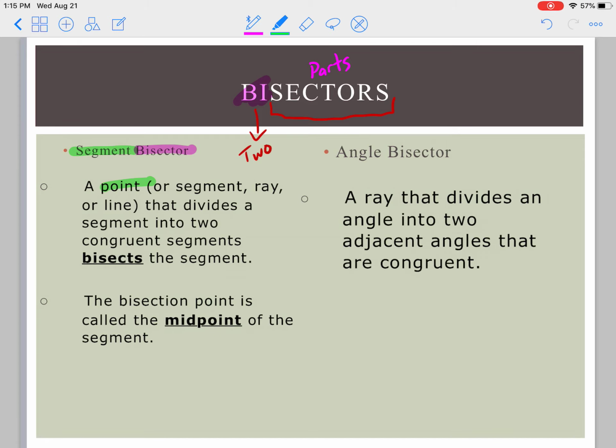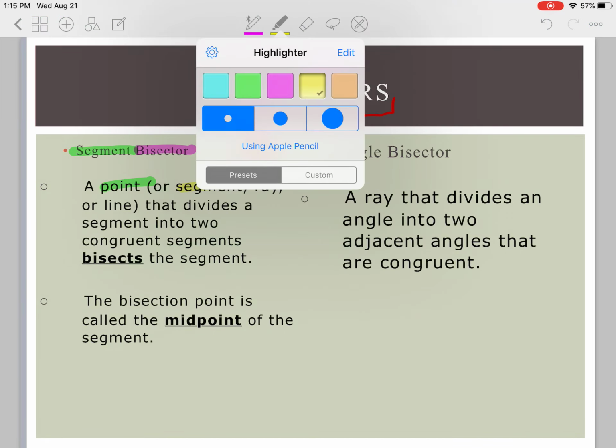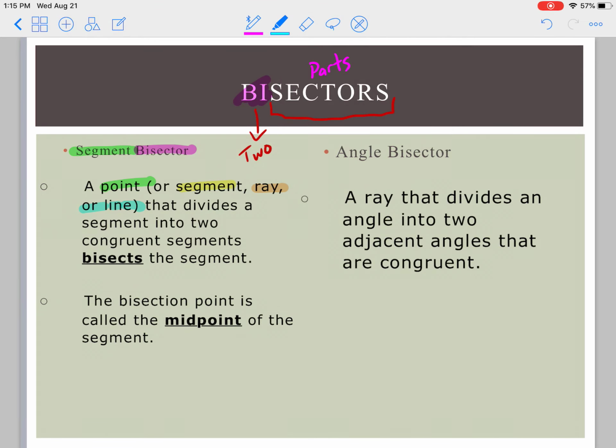It could be a point, it could be a segment, it could be a ray, or it could be a line. Any of these could act as a bisector, okay? They could be the bisector. But it's what these point, segment, ray, or lines do that determines whether it will be classified as a bisector. And what it must do is it must actually divide a segment, okay? And why does it have to divide a segment? Well, let's look back at our term that we're defining here. It's a segment bisector. So we have to be dividing a segment.